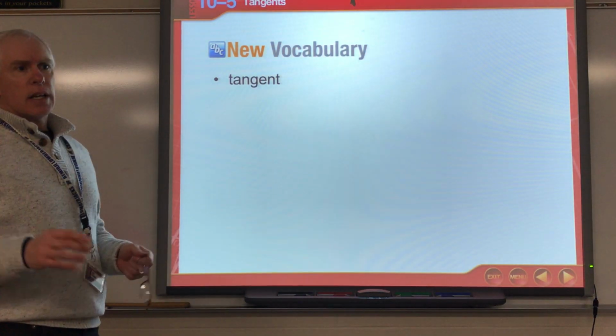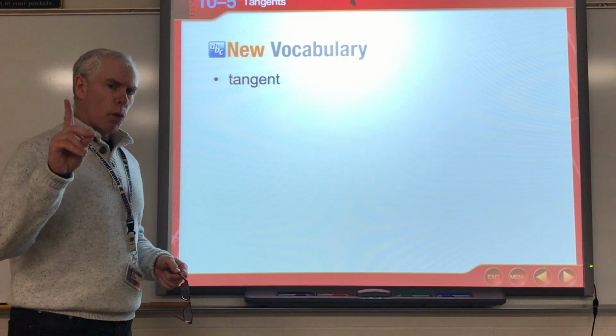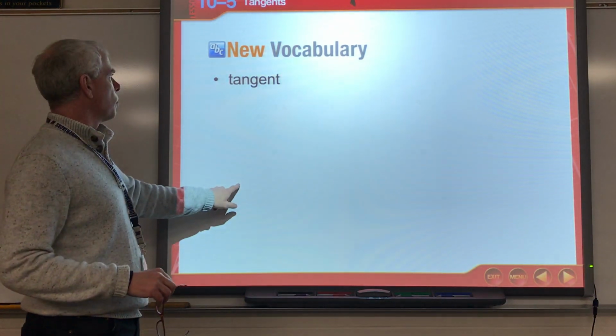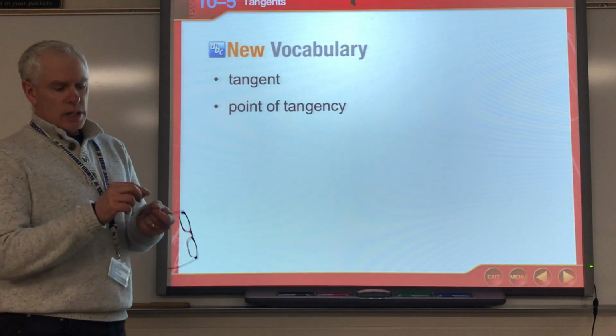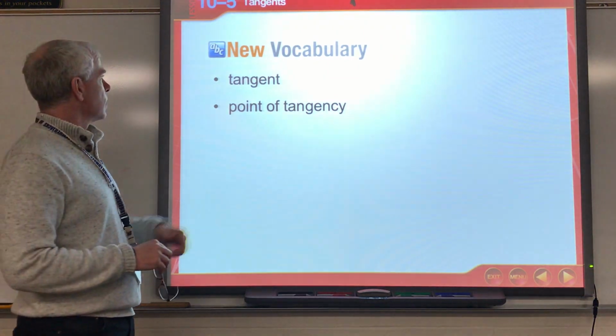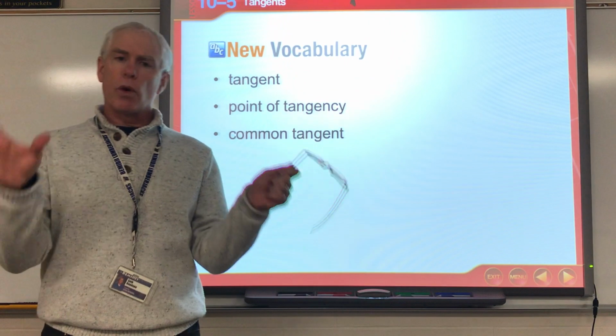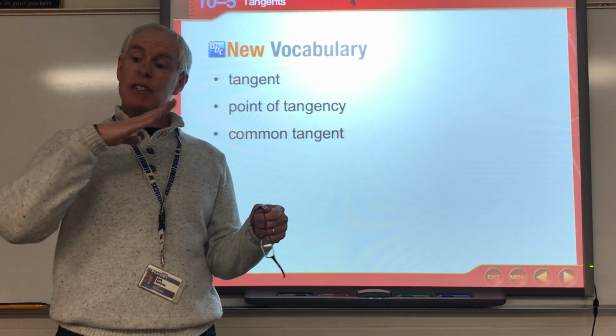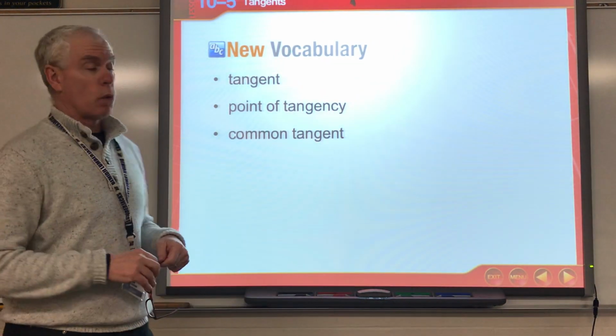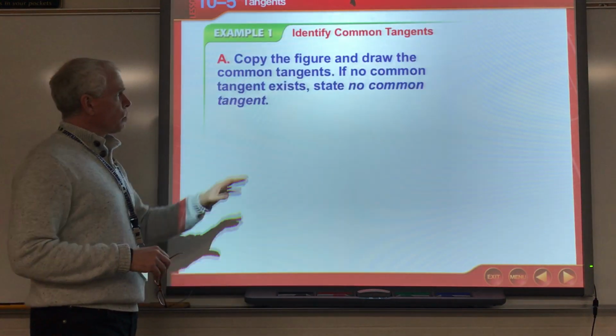So a tangent is a line that intersects a circle in one place. Okay, so it just touches it in one place. The point of tangency is that point that the tangent touches the circle. A common tangent is if you have more than one circle and you can draw a tangent that will touch each of those circles in one place. And that's what we're going to look at here.